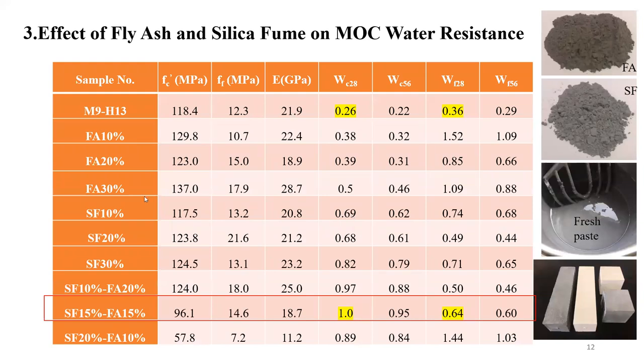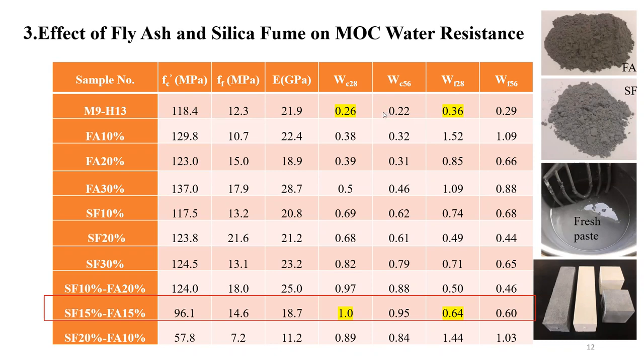Next, I'm going to show the effect of fly ash and silica fume on the water resistance of MOC. Why do we do this research? Because from the basic formula design, we got M9H13, which is the best among the three. But you can see the water retention coefficient for compression is 0.26, and the water retention coefficient for flexure is 0.36. So it's still pretty low. The industry requirement is that this water resistant coefficient should achieve at least 0.8. For that reason, we need to continue to think about improving the water resistance.